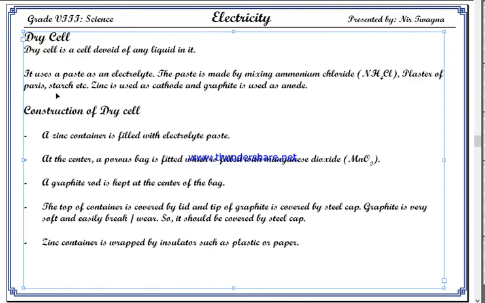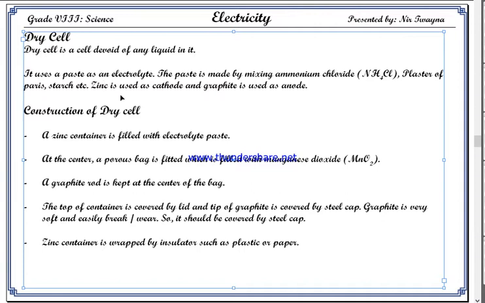Okay, plaster of Paris and starch, they are used as a base of paste, whereas ammonium chloride is actual electrolyte which actually reacts inside the cell to produce electricity. So actual electrolyte is ammonium chloride, and all these components, they are added to give a paste like texture.